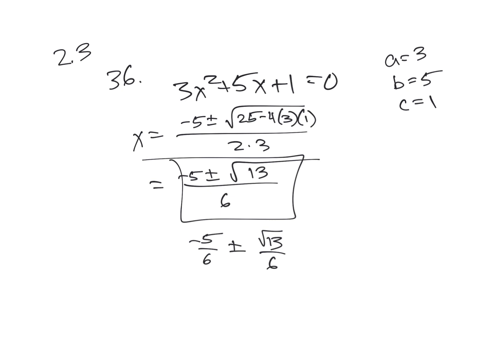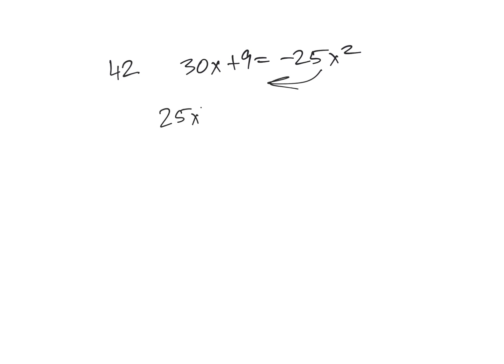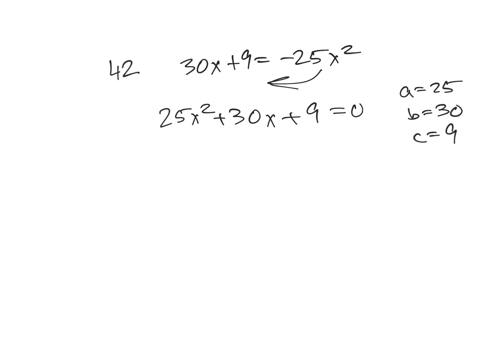Okay? All right, one more. Got time to do another one. Let's do number 42. 30x plus 9 equals negative 25x squared. Quadratic formula only. All right, so I'm going to move the 25x squared to the left, making it positive. And then A is 25, B is 30, and C is 9. Now, you can't factor that.